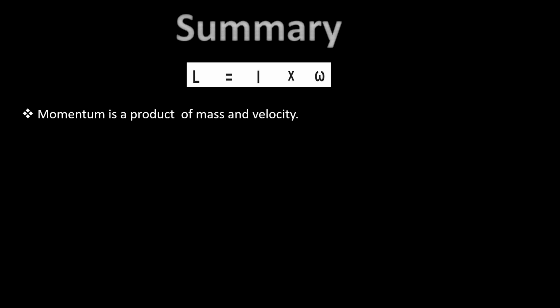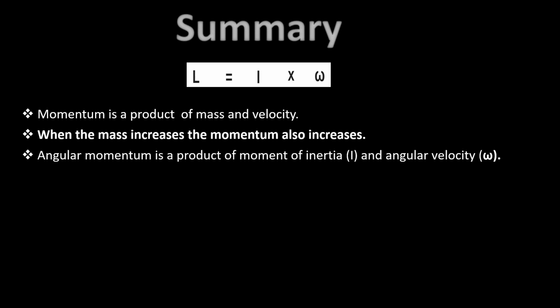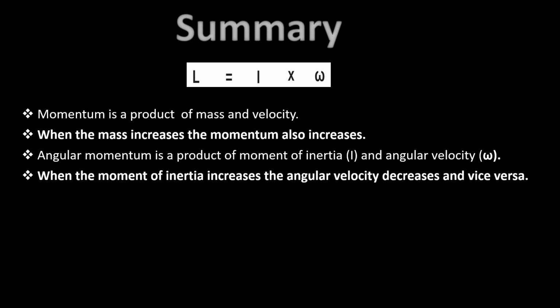Summary. Momentum is a product of mass and velocity. When the mass increases, the momentum also increases. Angular momentum is a product of moment of inertia and angular velocity. When the moment of inertia increases, the angular velocity decreases and vice versa.